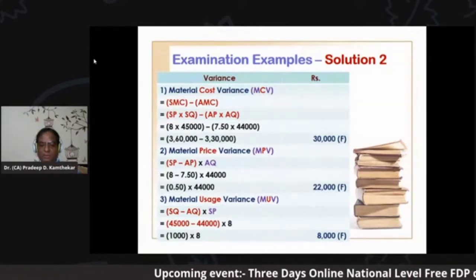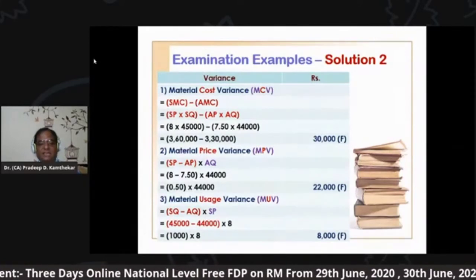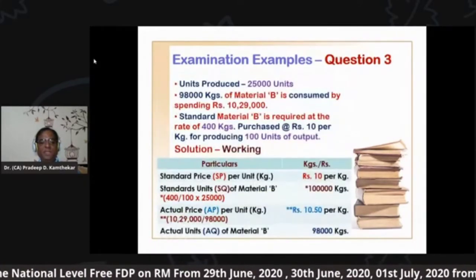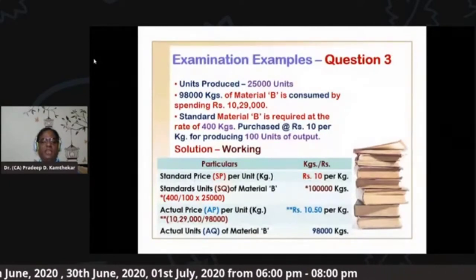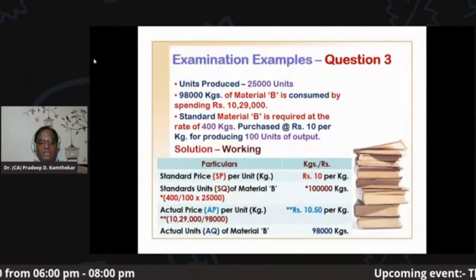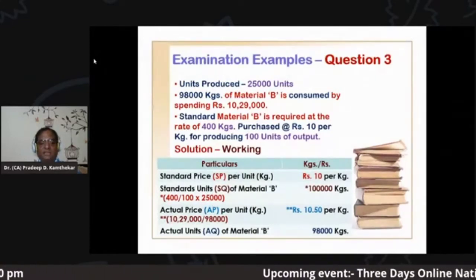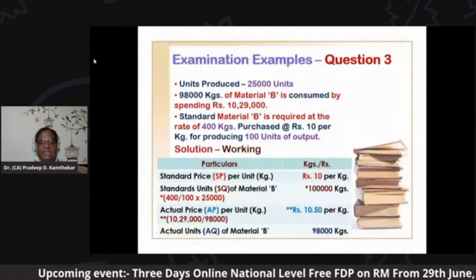So favorable plus favorable is equal to favorable variance. Now let us see a third example where things are a little bit complicated and not so readily given. Here again the production is, say, 25,000 units, and 98,000 kilograms of material B is consumed. So the actual quantity is 98,000.